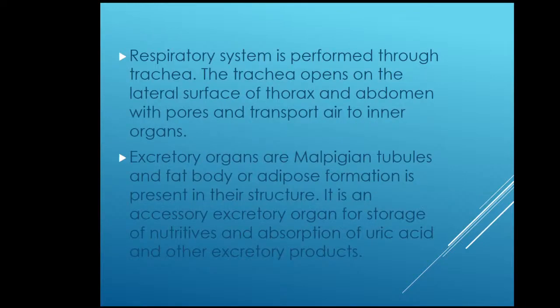The respiratory system of Insecta is performed by tracheae. The tracheae open on the lateral surface of the thorax and abdomen with pores, and tracheae transport air to inner organs. The excretory organs of Insecta are Malpighian tubules and the fat body. The fat body is an organ for storage of nutrition and absorption of uric acid and other waste products.